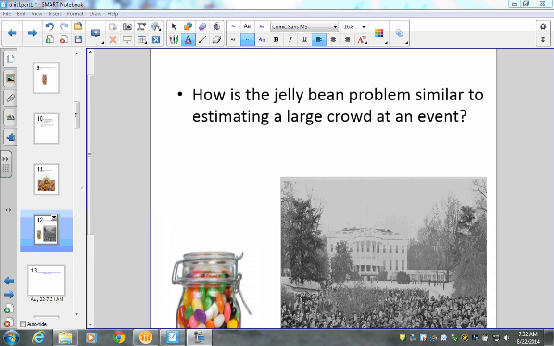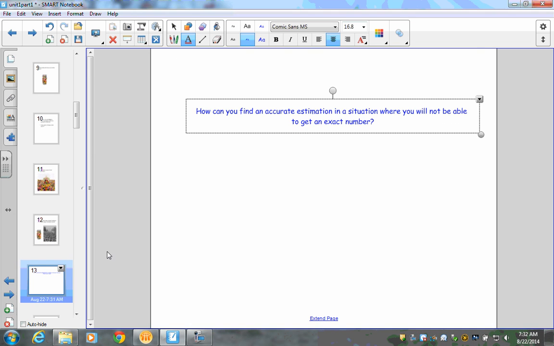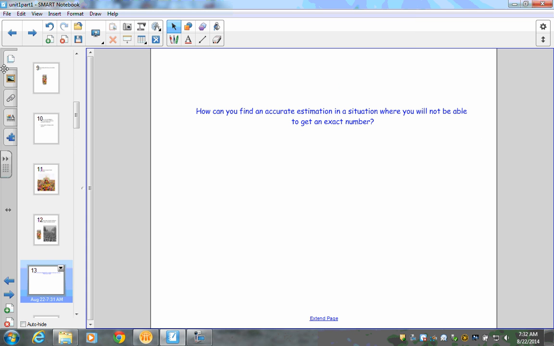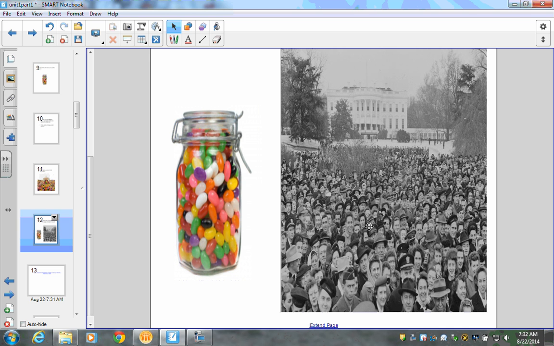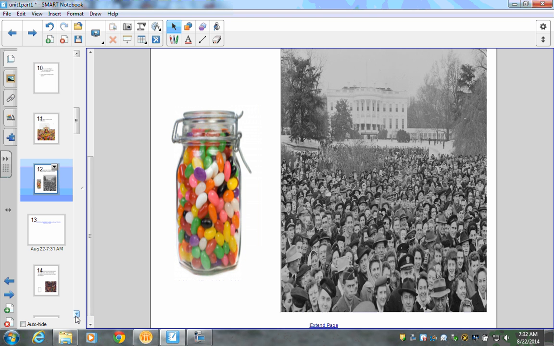All right, so the question that we're going to pose in this video is this: how can you find an accurate estimation in a situation where you will not be able to get an exact number? For example, let me go back to this picture. Here you have Washington, D.C., and you see the White House. I believe this is the inauguration of Lyndon Johnson. As you can see, there are so many people in the crowd. In reality, we will never get an exact number of how many people are in the crowd. We're going to have to get an estimation, and so we're going to talk about how to get the best estimation in this situation.